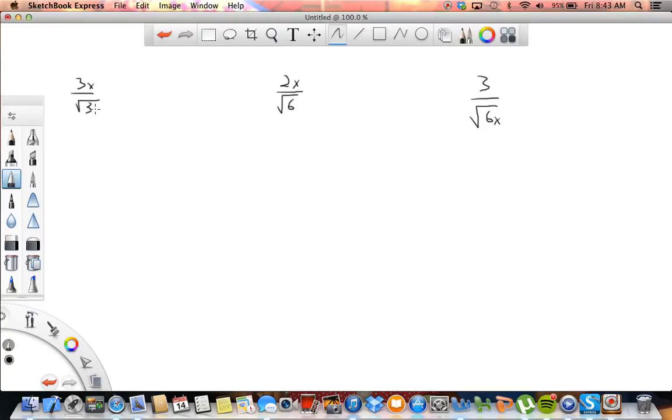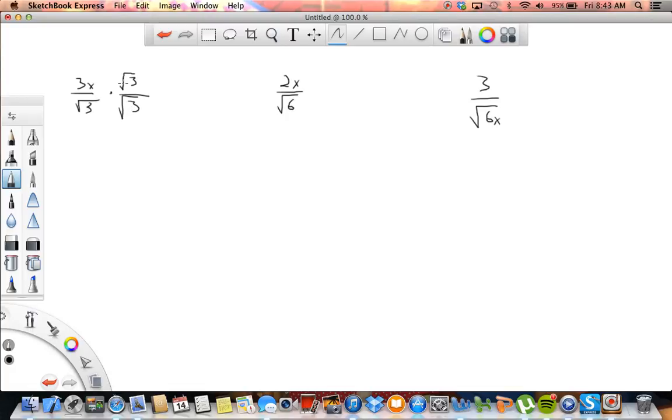Normally, if we had the square root of 4, you would just simplify that down to 2. Or the square root of 9, you would simplify down to 3. Well, we don't have that. We have the square root of 3 and it doesn't simplify down. So what we have to do is multiply this entire fraction by the square root of 3. So we do it like this: times the square root of 3 over the square root of 3.